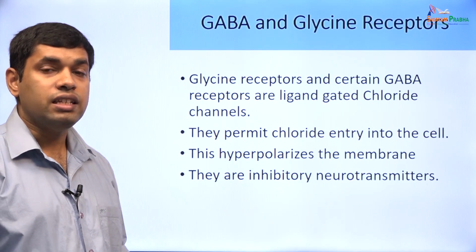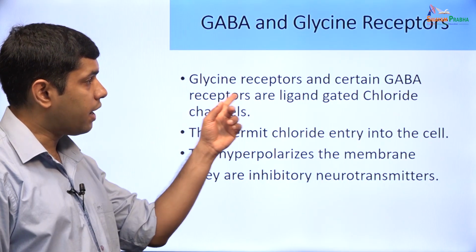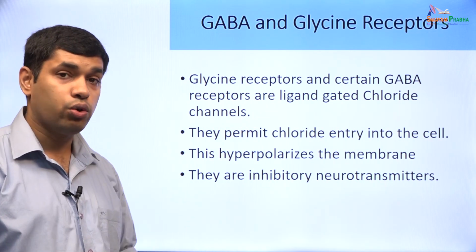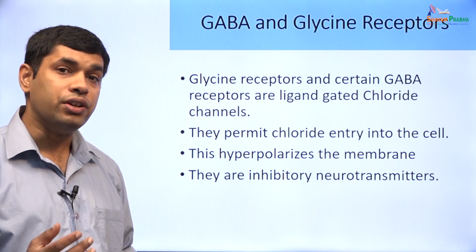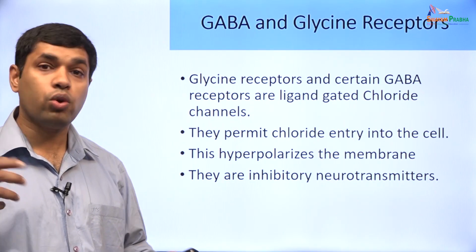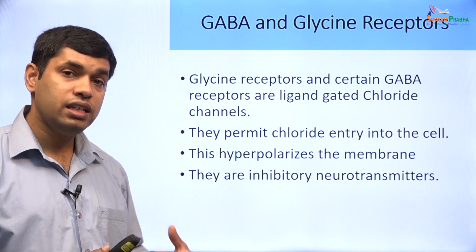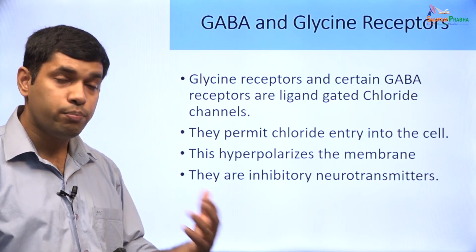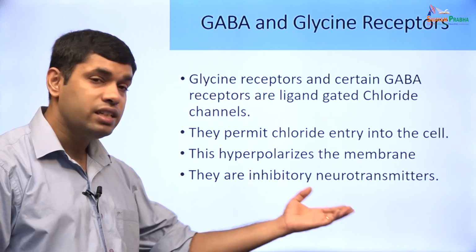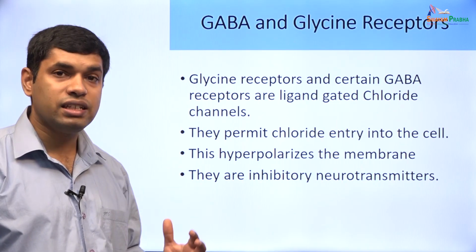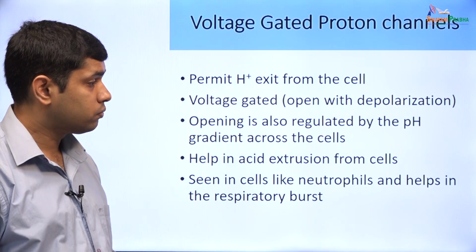Both GABA and glycine are inhibitory neurotransmitters in the CNS. Certain GABA and glycine receptors are ligand gated chloride channels. So, when GABA or glycine binds to these channels, they open, permitting chloride entry into the cell, thereby hyperpolarizing the cell, and this makes the cell membrane more difficult to depolarize, and so these neurotransmitters act as inhibitory neurotransmitters, stabilizing the membrane or making it more difficult for the membrane to conduct an action potential.